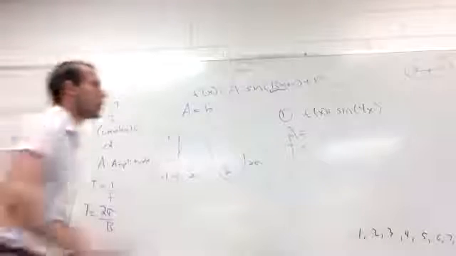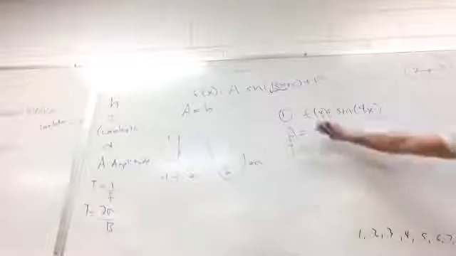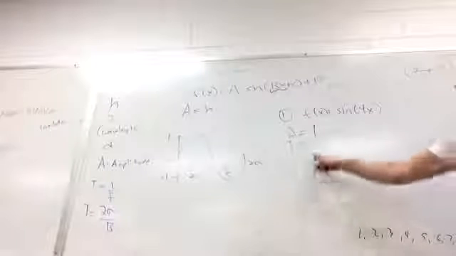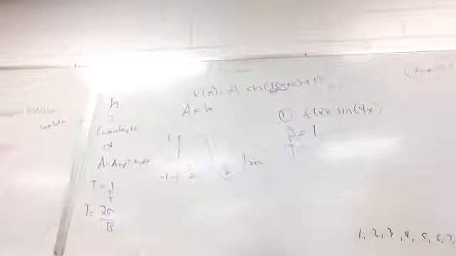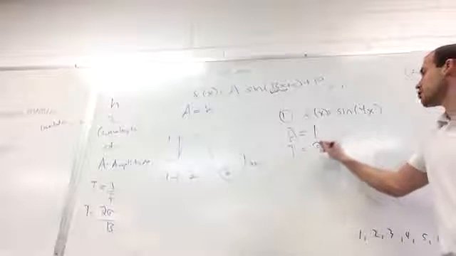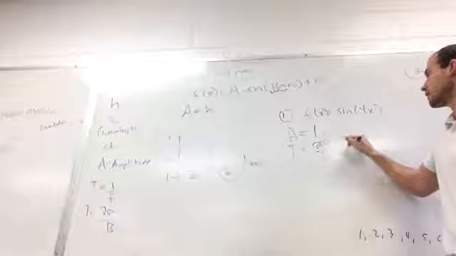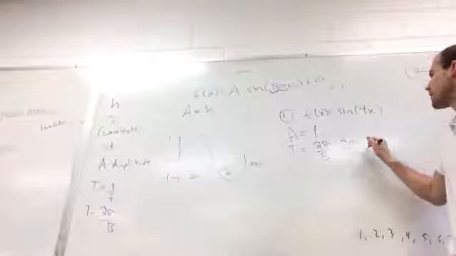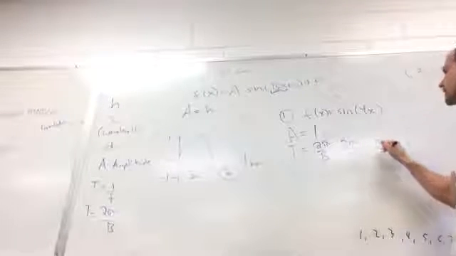All right. What is the amplitude equal to? Is it 1? 1. Perfect. There's no number in front, so it's a 1. Period. What is my b value? 4. So if I use that equation, 2 pi divided by b, that's really like 2 pi divided by 4, which reduces down to pi over 2.